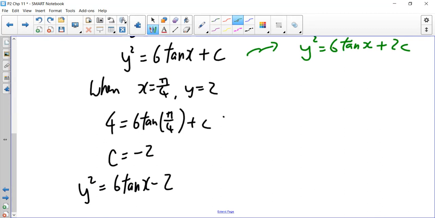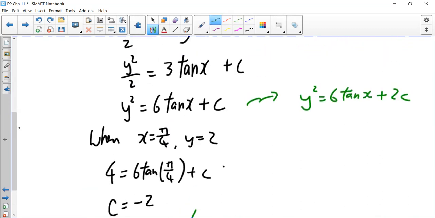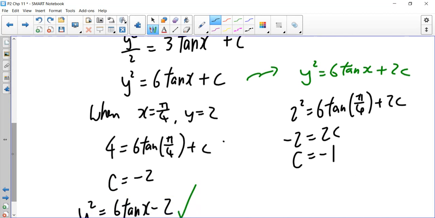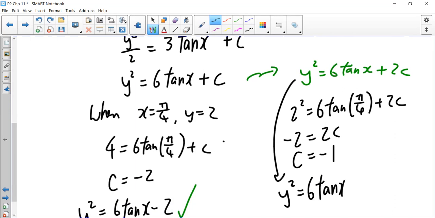That's correct. Now, what about if you do the version with 2c? Well, it's the same thing. You substitute in x equals pi over 4 and y equals 2, so 2 squared equals 6 tan pi over 4 plus 2c. So you would have minus 2 equals 2c, so c equals minus 1. Therefore, in your final answer, you rewrite your equation: y squared equals 6 tan x plus 2c, 2 times minus 1, which is minus 2. So therefore, you achieve the same answer anyway.